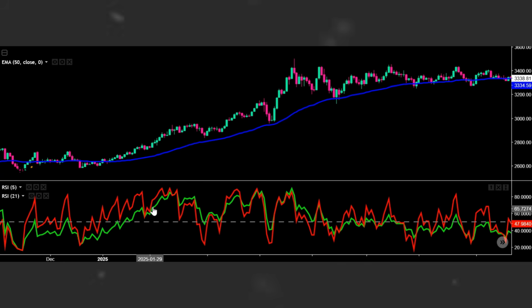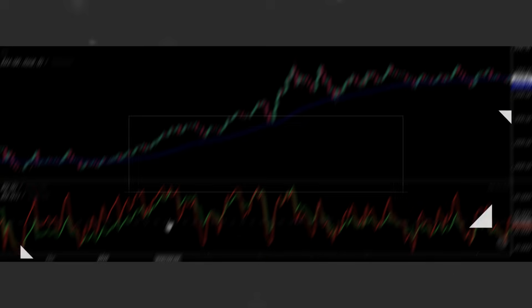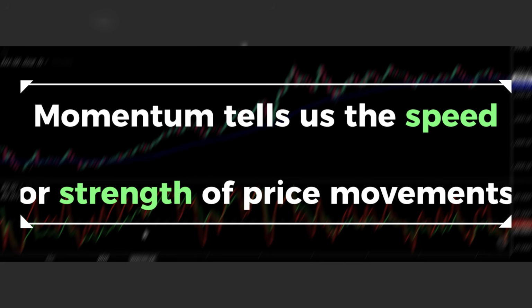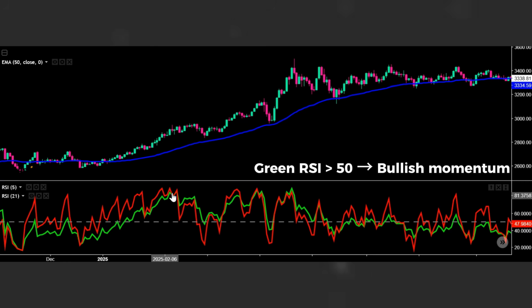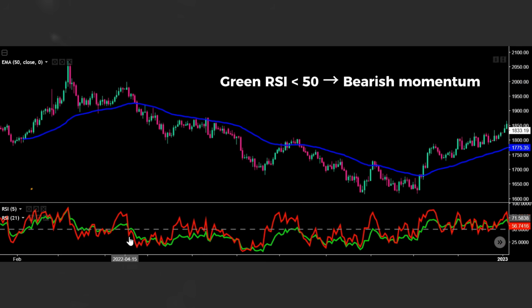Next, we have the Green RSI with a 21 period. This is a smoother RSI that shows the market's momentum. For those who don't know, momentum tells us the speed or strength of price movements. If the Green RSI is above 50, it shows bullish momentum. If it's below 50, it shows bearish momentum.